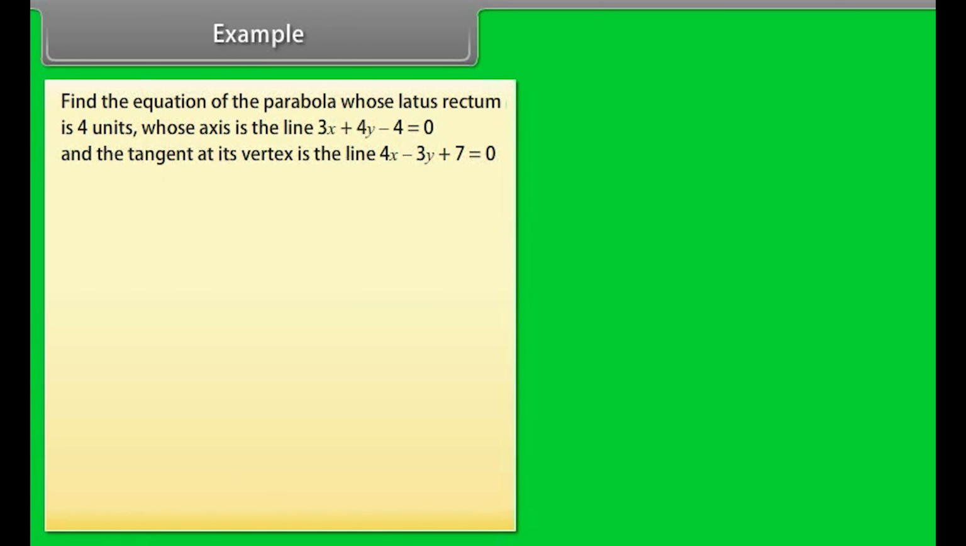Example: find the equation of the parabola whose latus rectum is 4 units, whose axis is the line 3x + 4y - 4 = 0, and the tangent at its vertex is the line 4x - 3y + 7 = 0.